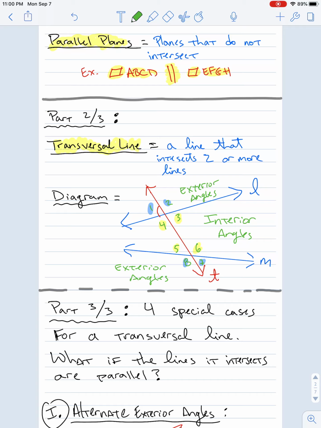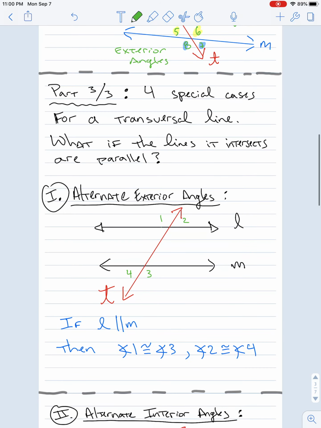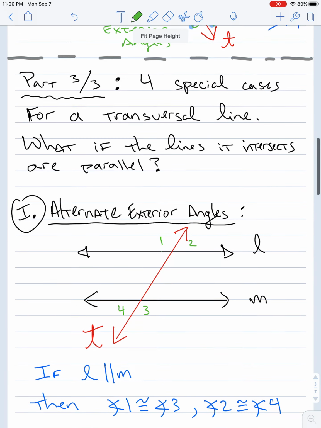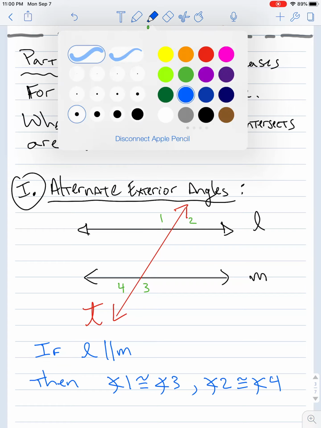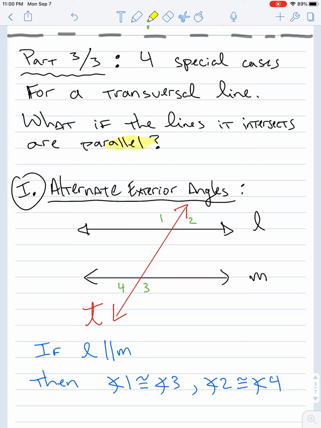All right, so now this next part has to do with this exact same diagram, but these are special cases. I call this part 3 of our notes, the last part. There are 4 special cases for a transversal line. What if the lines it intersects are parallel? So I'm going to highlight this question because this is what this lesson is all about. What if the lines, right, are parallel?